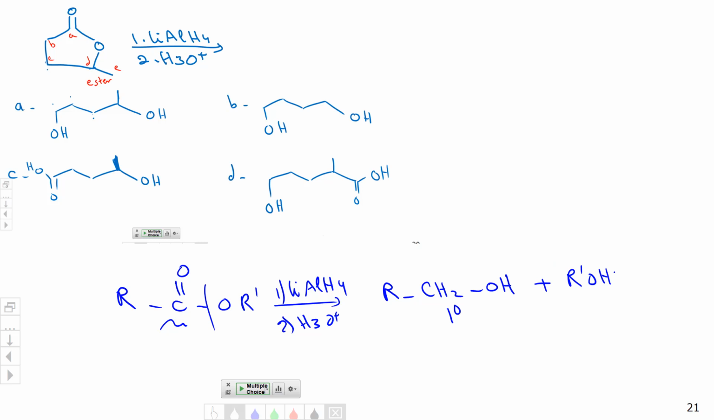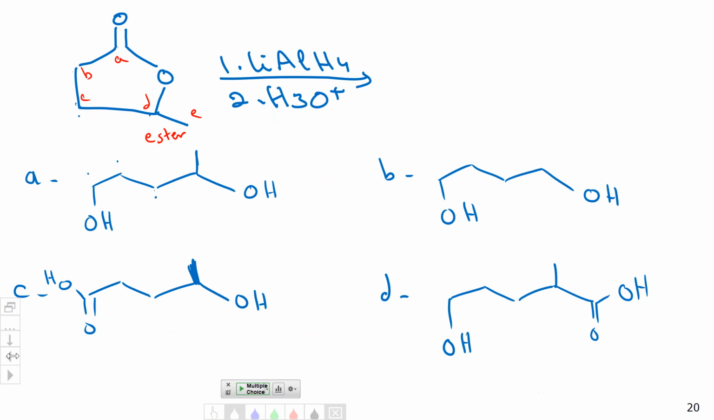So the expectation in the answer is, if it is an open chain ester, two alcohols, right? One which is the primary and the other which is the result of the reduction, the R prime OH, whatever is the R prime OH classification. Now in a cyclic compound, if I'm reducing a cyclic ester, I'm gonna end up with two OHs, but they are in the same compound because it is coming in a cycle.